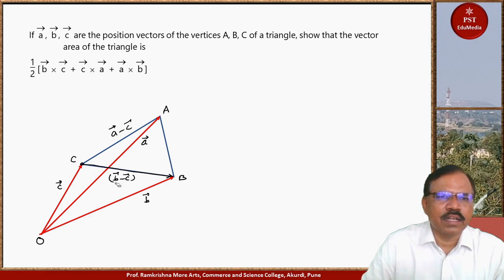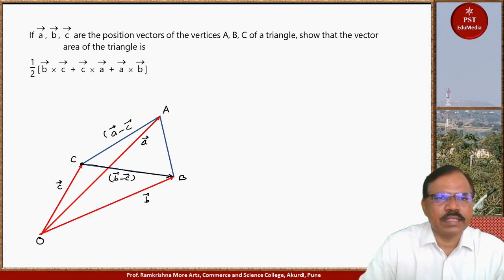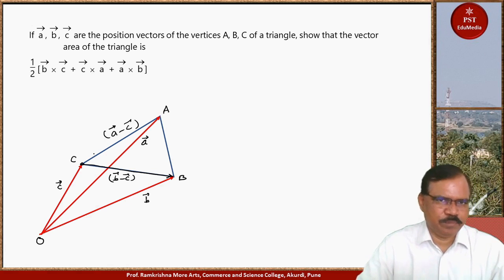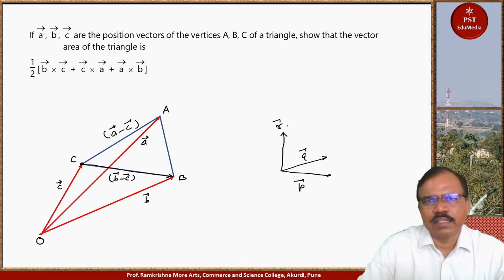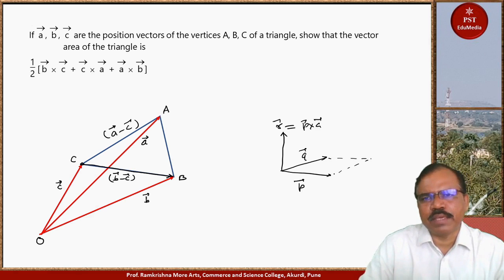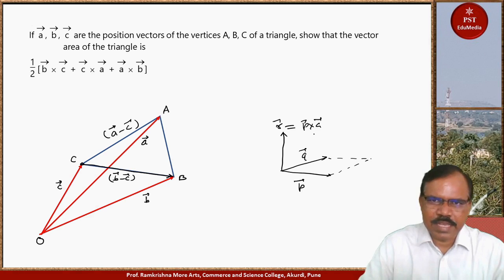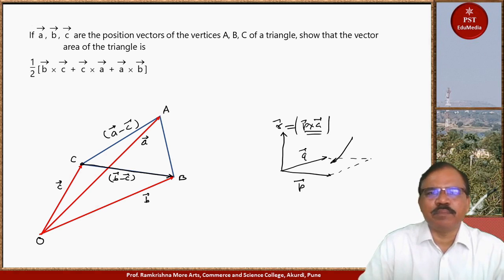Two vectors that are A minus C and B minus C. And we know if we have vector P and vector Q, and the resultant vector R, that is P cross Q, it represents the parallelogram formed by P and Q. And this is the area vector. The magnitude of this is the area, and the direction is perpendicular to that.